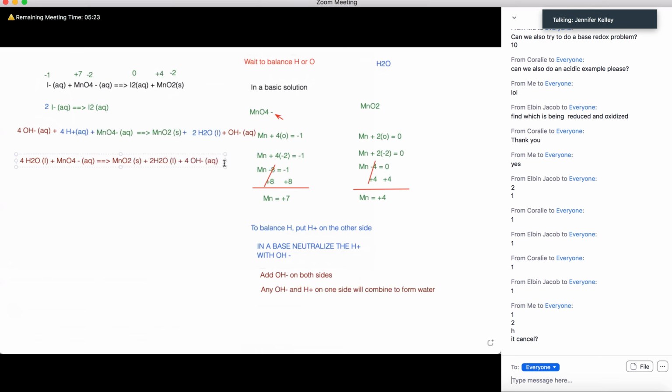Anybody see what error I made when I was adding the hydroxide in the equation above the one we're working on now? I have 4 hydroxide on the left and 1 on the right. That's crazy, right? I need to have 4 on the left and 4 on the right. Okay, so that should have been 4 hydroxide right there. All right. Now, I want to add the electrons that I need.